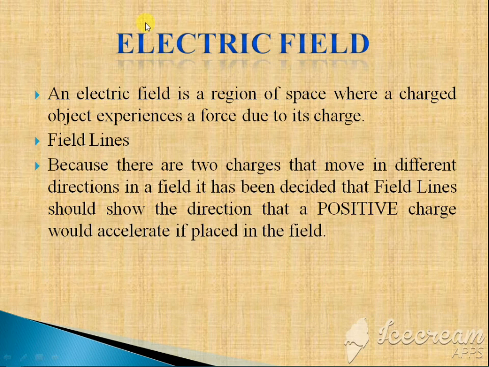First we learn about electric field. An electric field is a region of space where a charged object experiences a force due to its charge. Field lines, because there are two charges that move in different directions. In a field, it has been decided that field lines should show the direction that a positive charge would accelerate if placed in the field.